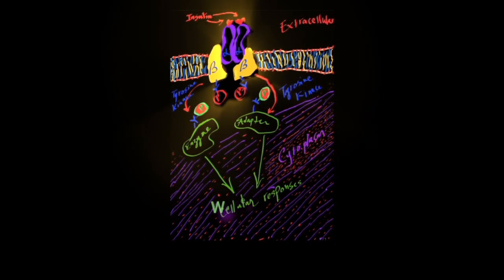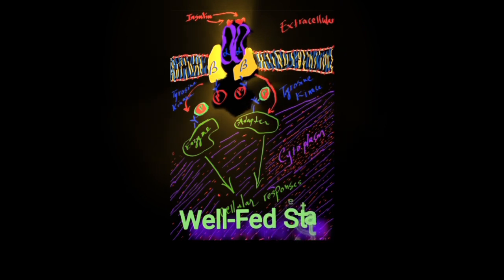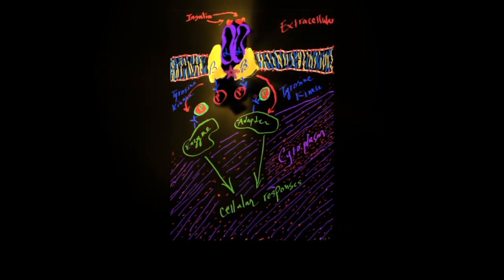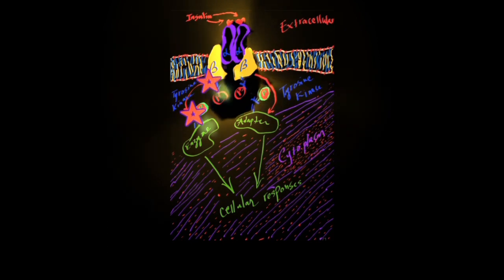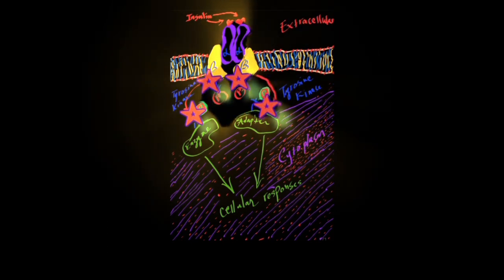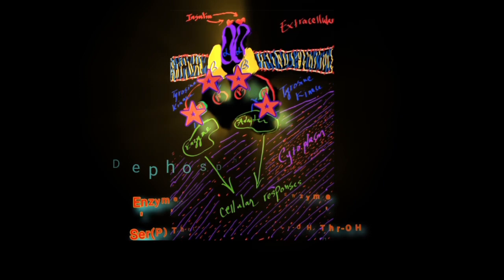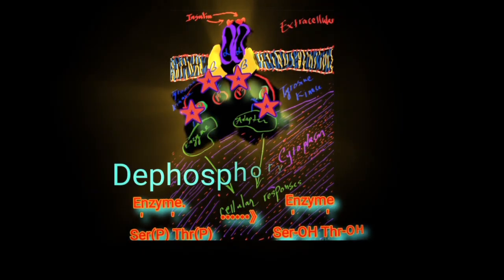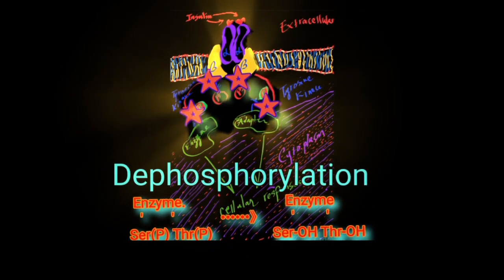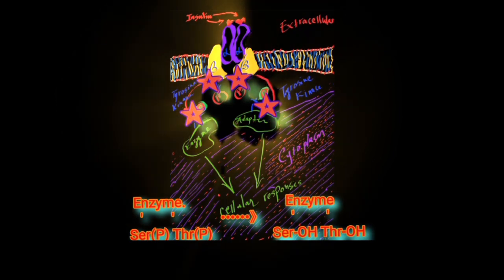In the well-fed state, insulin rise in the plasma can reverse the effects on the phosphorylation status of specific enzymes by activating a phosphoprotein phosphatase, which will remove specific phosphates from serine and threonine residues that were previously added by protein kinase A, or PKA, in the fasting state.